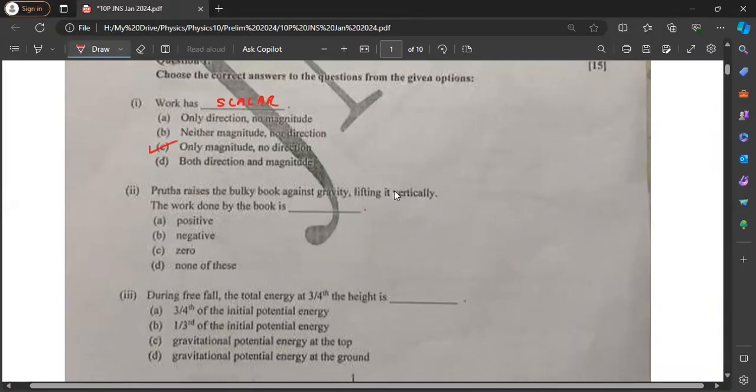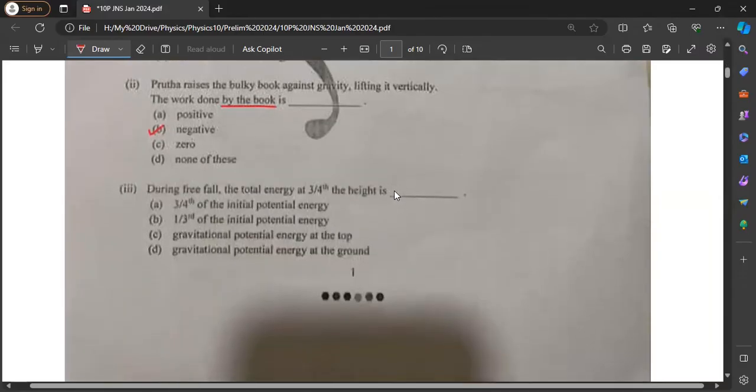The second one is Prutha raises the bulky book against gravity, lifting it vertically. The work done by the book is negative. Okay, so they are asking work done by the book, not by Prutha. So that is negative because gravity always acts down. So that is the force of gravity, while the displacement of the book is upward.